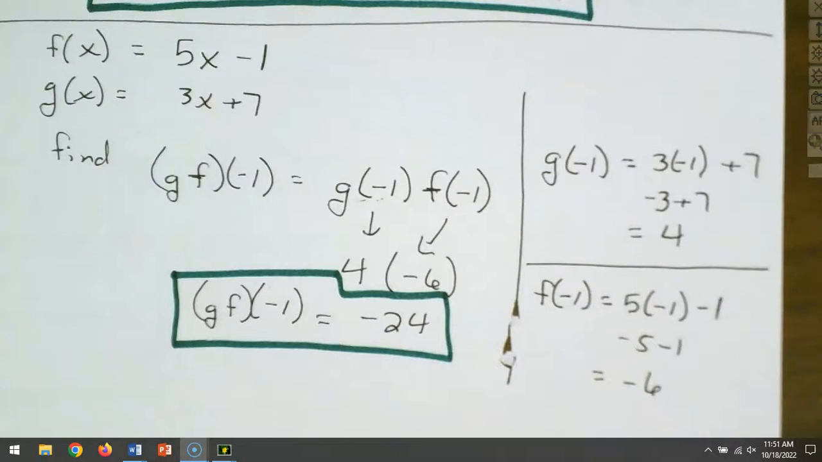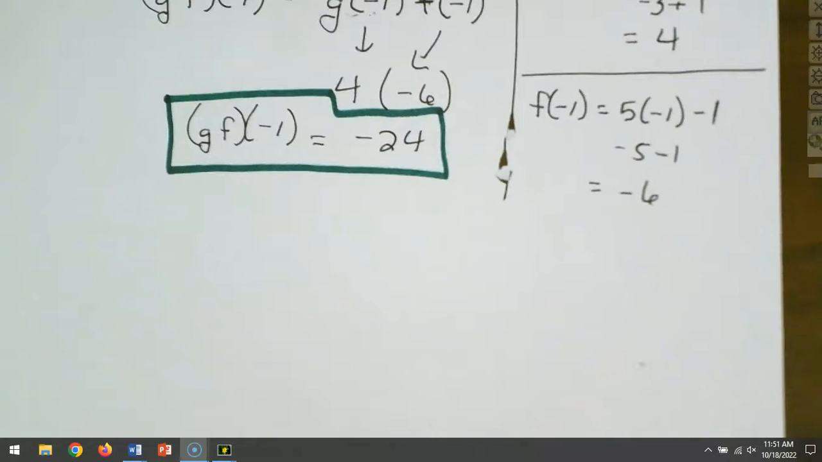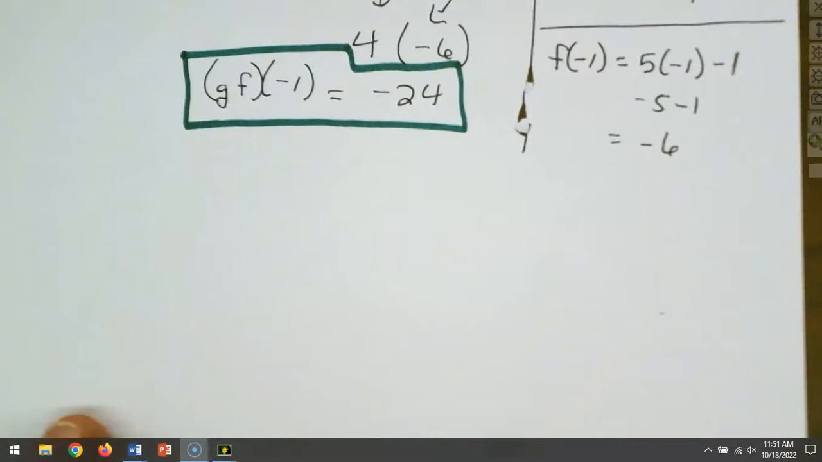Okay. Is everyone okay with how I did that? So number in, number out, variable in, variable out. For division, I may have you find the domain.